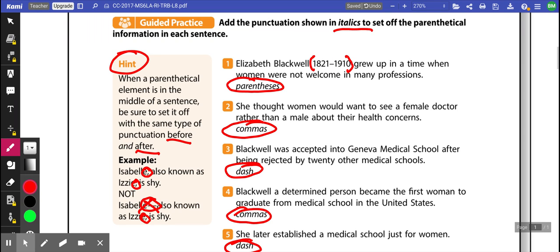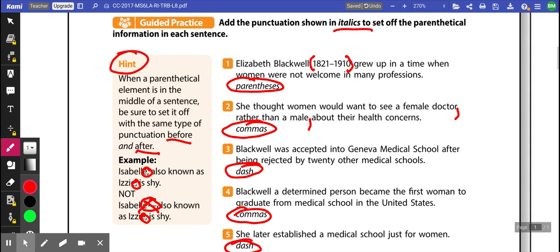Number 2, she thought women would want to see a female doctor rather than a male doctor about their health concerns. Well, we want to use commas. So she thought women would want to see a female doctor, comma, rather than a male, about their health concerns. I'm going to put a comma after male because I could technically cut out rather than a male and the sentence would still make sense. She thought women would want to see a female doctor about their health concerns.